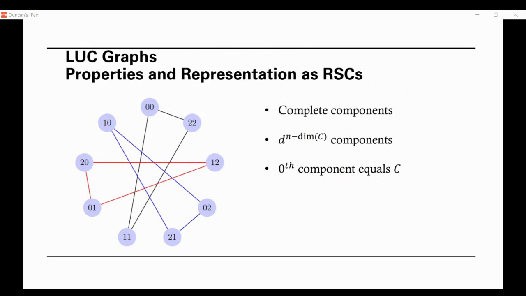So some really quick properties that are pretty trivial to recognize is that you're going to have complete components. That really comes from the linearity condition. And from that, you can also see exactly how many components you're going to have. And as I just mentioned, you can see that the 0th component is exactly equal to C. So those are just some basic graph theory properties of these things.